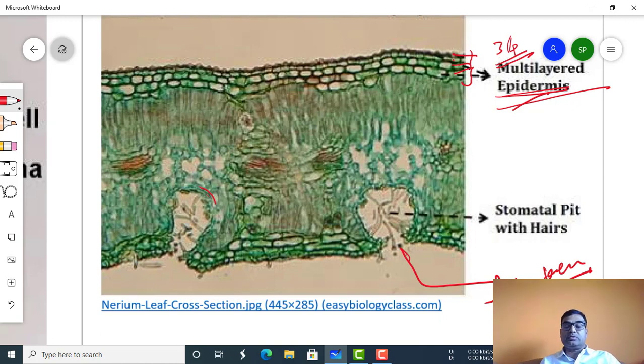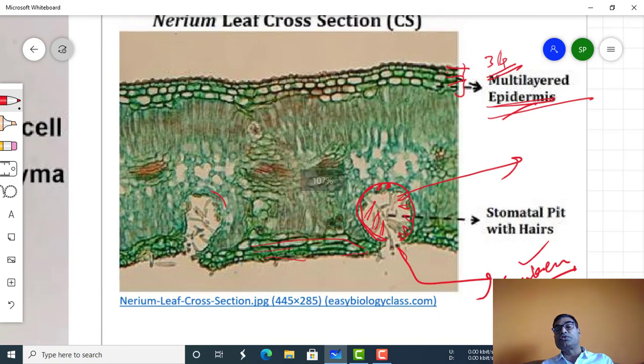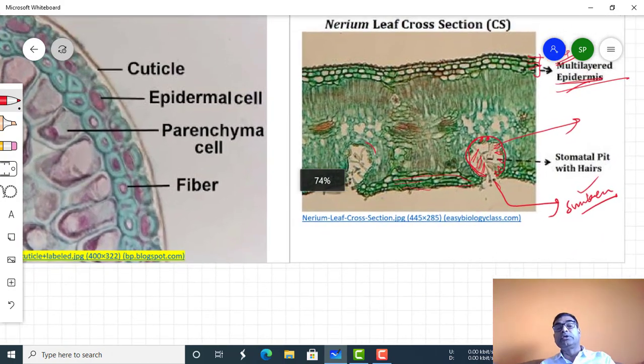These sunken type stomata are usually present on the lower epidermis. If you see, this one is a lower epidermis, and this one is a cavity within which the guard cells are present. Sunken means deeply situated or hidden type of stomata. So it checks the rate of transpiration. This is a sunken type of stomata observed in the nerium plant.